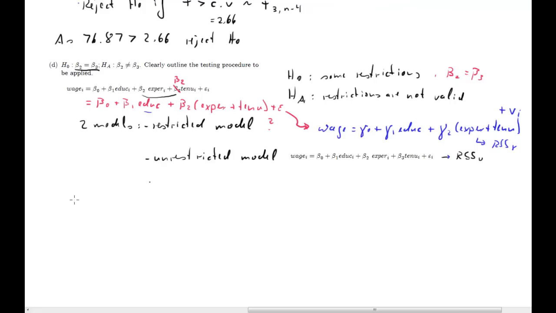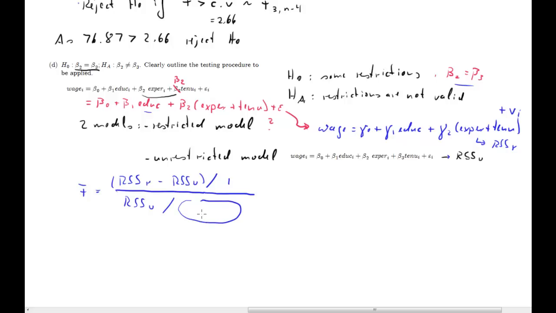And then as we are looking after an F-test, we need to calculate the F-test, and that is always calculated the same way. Residual sum squared restricted minus residual sum squared unrestricted, divided by residual sum of squares unrestricted. And then the denominator is divided by the number of restrictions. Here we really only have one restriction, so divided by 1, and here we always have the degrees of freedom of the unrestricted model.